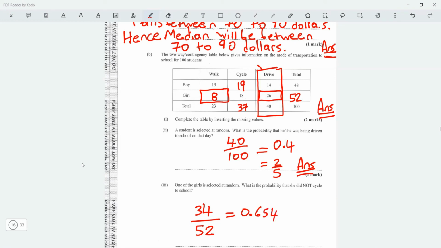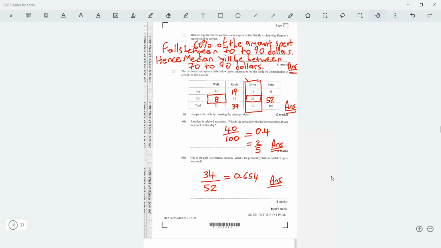0.654. All right, that's because remember, 8 girls walk, 26 girls drive, that's 34. And the total amount of girls is 52. 18 girls cycle, and so 34 don't cycle. This is the total amount of girls that didn't cycle. So that's what we do right there. Nice. This question is done. Yep, 9 marks. It's done. Nice. Now that we finished that question, we're nice.